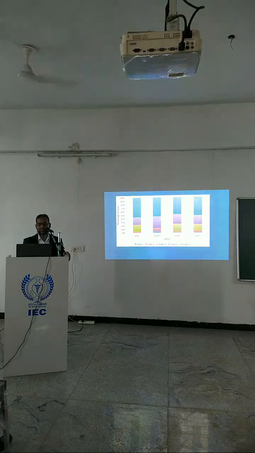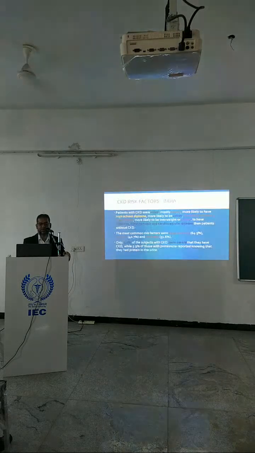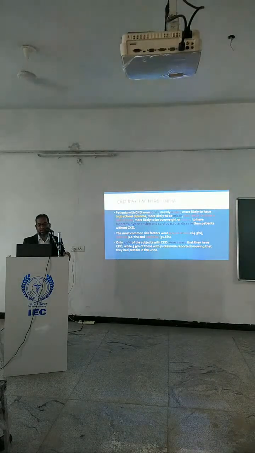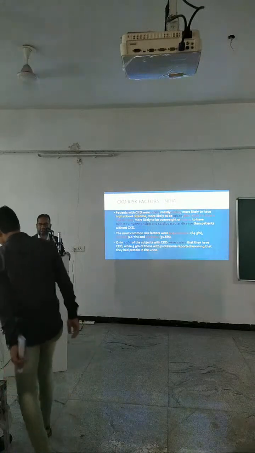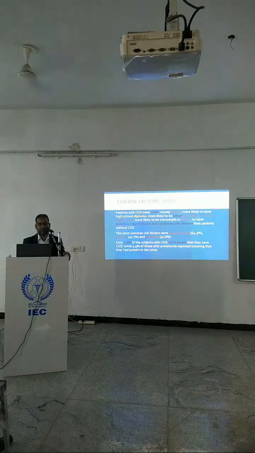So stage 5 here is more in all the cases from various zones of India. Now coming to the risk factors which are determining CKD occurrence in India. Patients with CKD are older, mostly male, more likely to have a high school diploma, which means they are educated, and more likely to be urban compared to rural. They are less likely to have low income, more likely to be middle income, more likely to be overweight or obese, to have diabetes, hypertension, cardiovascular disease, than patients without CKD.